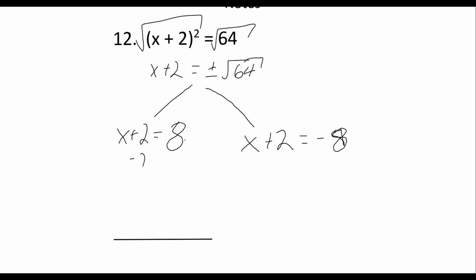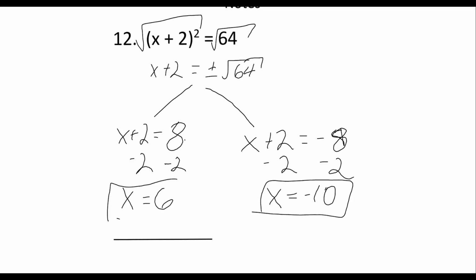Now I need to subtract 2 from both sides here. And that's going to be x equals 6. I subtract 2 from both sides here, though, and I get x equals negative 10. And there I have it. And it's that easy.